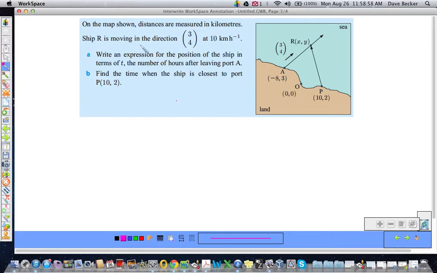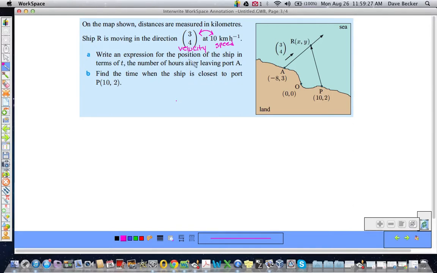Ship R is moving in the direction 3, 4. So here's ship R, and always think about it, up 3 to the right 4. That's the direction the ship is moving at 10 kilometers per hour. You have to always pay attention to this relationship, and you'll see why in a second. But remember, this is the velocity vector, which is different from the actual speed. Okay? We'll see that in a second.